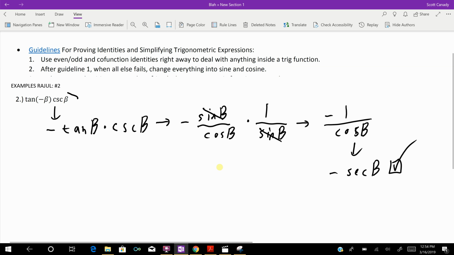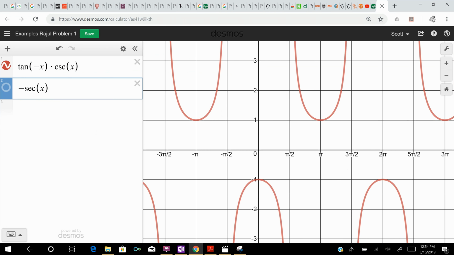And what we're saying again is that tangent of negative beta times cosecant of beta is the same as negative secant of beta, and we can check this using Desmos, so let's go ahead and do that now. So as we can see, we've got tangent of negative x times cosecant of x. I changed the betas into x's so that I could graph it on Desmos.